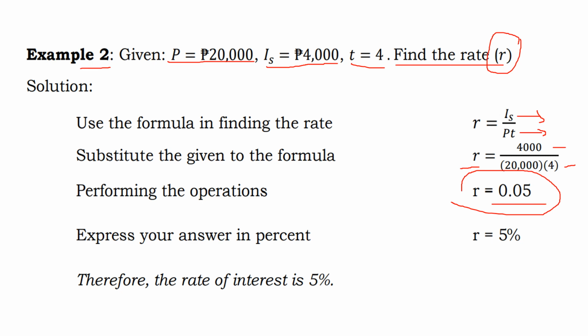Now, if we multiply this 0.05 by 100 for us to convert this decimal to percent, the resulting value now is R is equal to 5%. So with the principal of 20,000 pesos and the simple interest which is 4,000 pesos, and with the value of time which is 4, the rate of interest now is equal to 5%, and that will be the final answer for this example number 2.